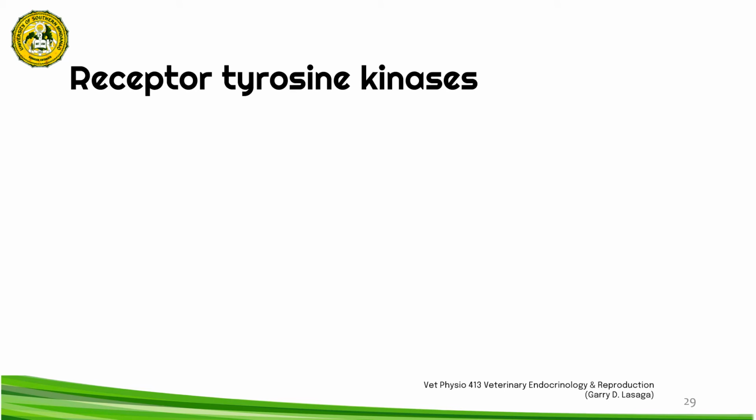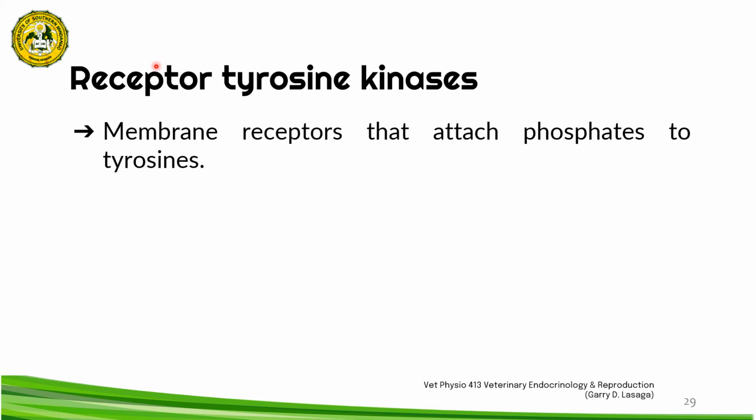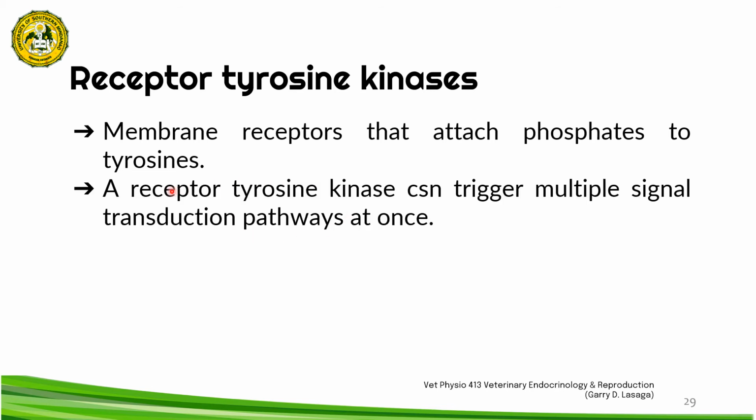Another type of cell surface receptor is the enzyme linked receptor, particularly the receptor tyrosine kinases. These are membrane receptors that attach phosphate to tyrosine. A receptor tyrosine kinase can trigger multiple signal transduction pathways at once.